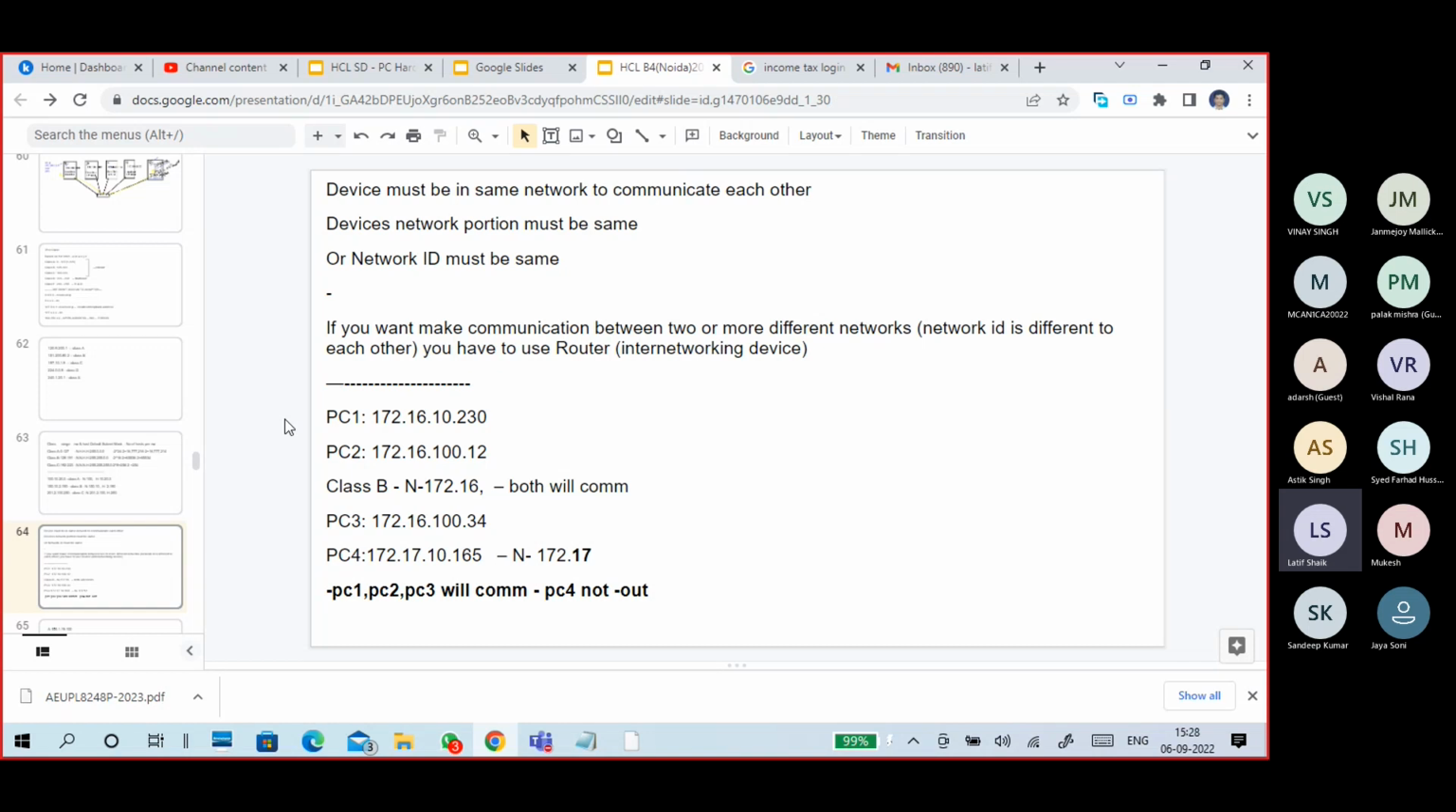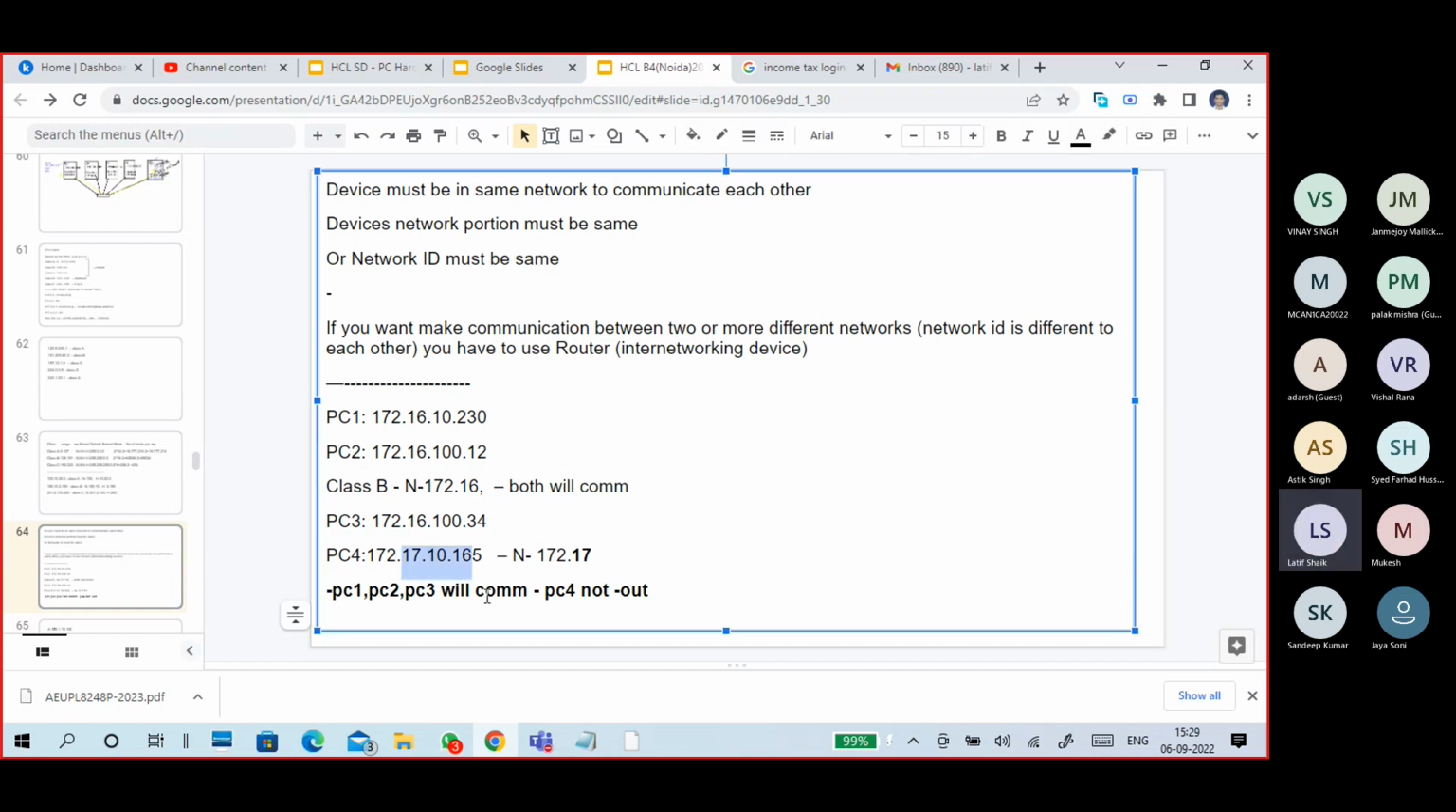Both are having an IP address, but are both IP addresses in the same network or not? Check the network portion: 172, 172, 16, 16. Yes, both are in the same network. Check the host portion, they are different, so that is good. And you see PC3: again 172, 172, 16, 16, same network. So PC1, PC2, PC3 communicate with each other. PC4 doesn't communicate with anyone. Why? Because it is 172, 172, good, but 16, 17, not good. It is a different network.